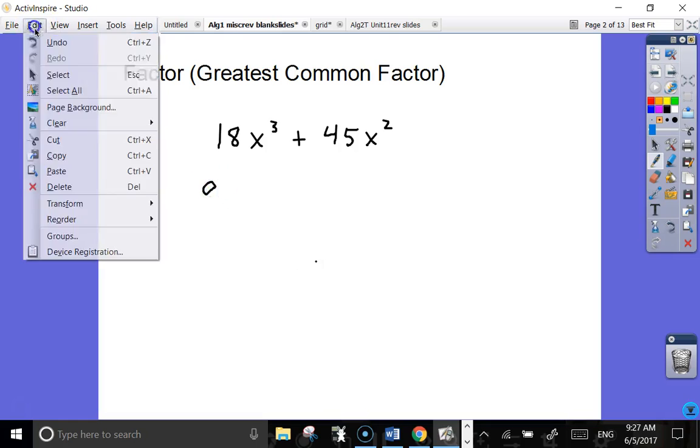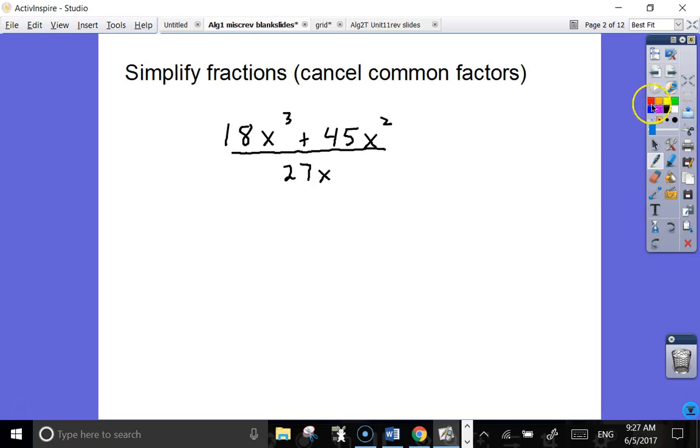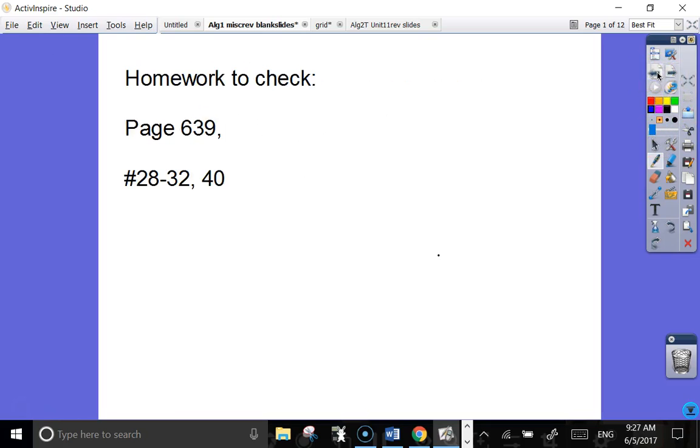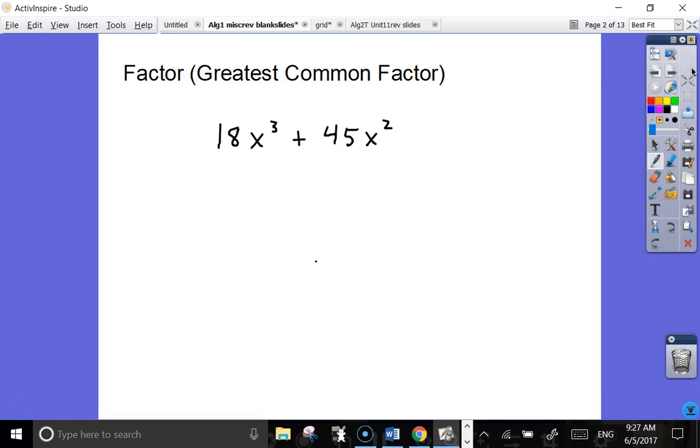Oh, I'd like to change color on that. This is going to be blue. Blue. No. Oh. Okay.